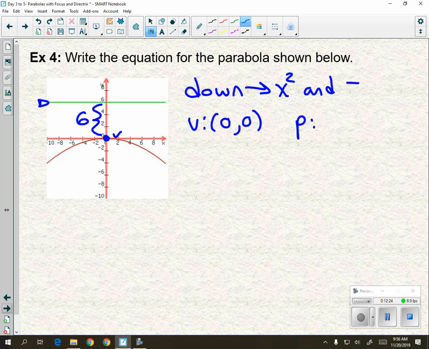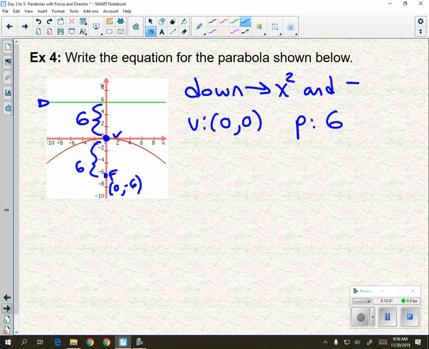Now, I don't have something else to check with because they didn't give me the focus. However, if I wanted to find it, I would count down 6. And now I know my focus is at (0, -6). Not that it's related to this problem, but that's how you would find it.